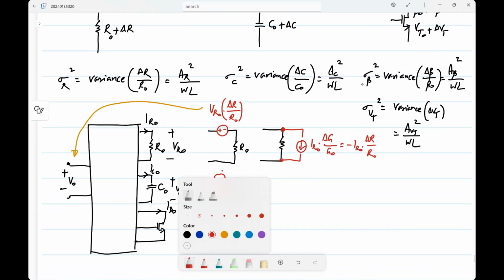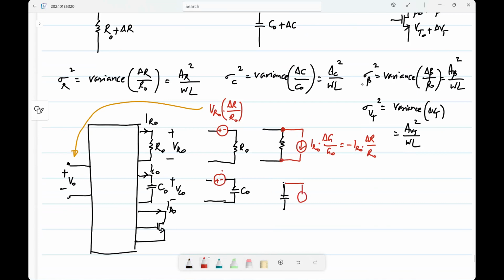Now, what is it for a capacitor? Maybe the current source is easier for a capacitor. What is it? If I have a capacitance like that and a current source downwards, what will be the value of this? IC naught times... It's basically the admittance of this divided by the nominal admittance. So it will be S times delta C by S C naught, which is basically delta C by C naught.